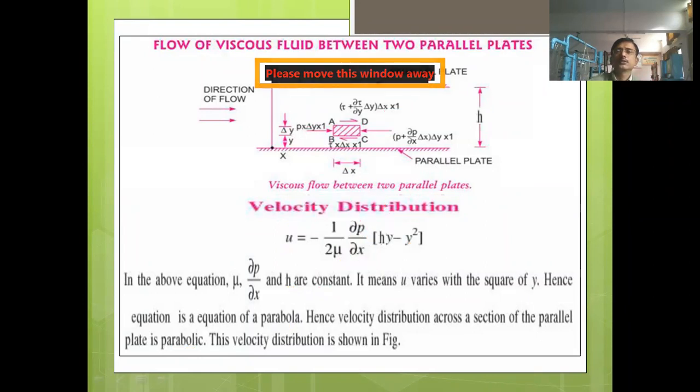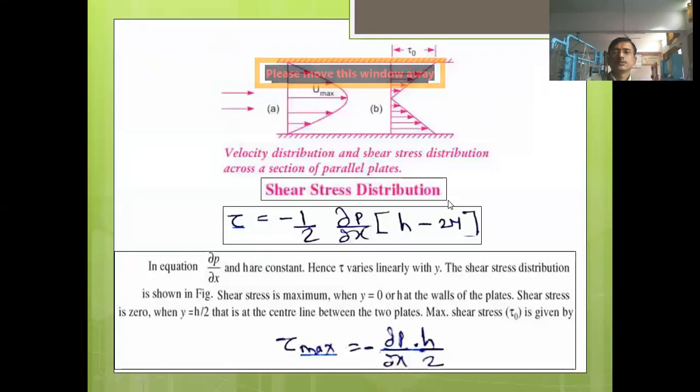So this expression can be shown diagrammatically like this. Here you can see this is the straight line and velocity. Velocity increases up to the center of the pipe, the center of the plate, and again it goes on decreasing up to here. So we get a parabolic curve for this velocity. Velocity will be minimum or zero at the boundary, and it will be maximum at half the distance between these two plates.